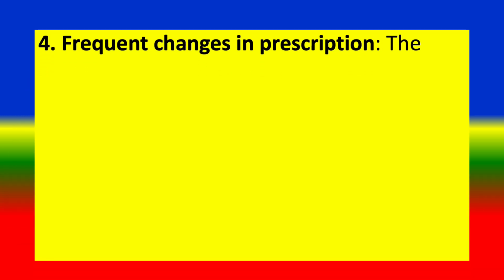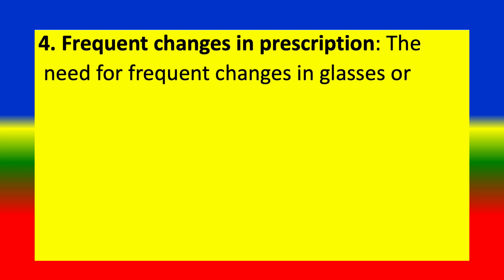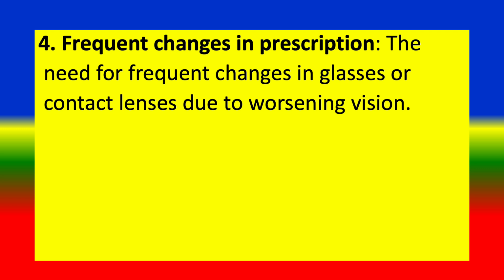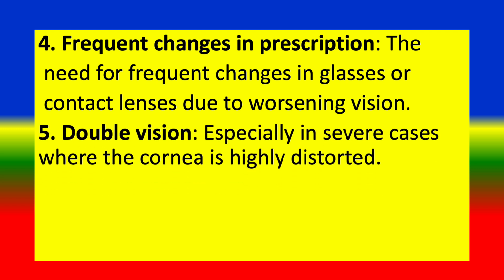4. Frequent changes in prescription. The need for frequent changes in glasses or contact lenses due to worsening vision. 5. Double vision, especially in severe cases where the cornea is highly distorted.